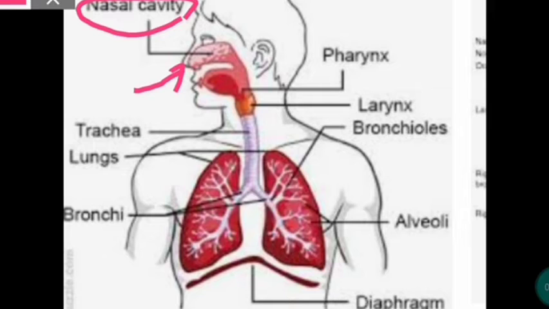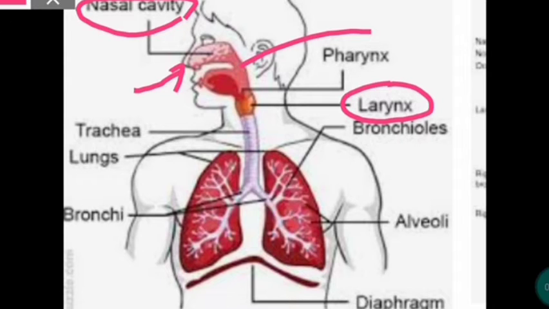The nasal cavity opens to the nasopharynx, which is part of the pharynx. The pharynx is the common passage for both food and air. Then the nasopharynx opens to the larynx. The larynx is the sound box, which helps to produce sound.